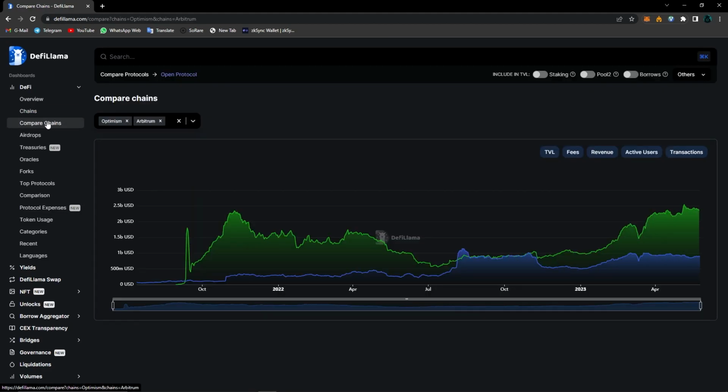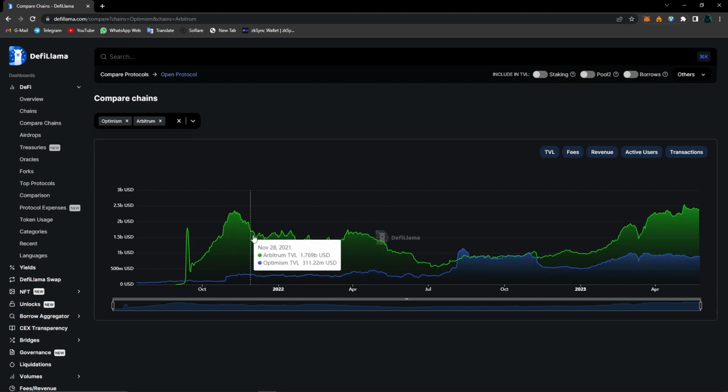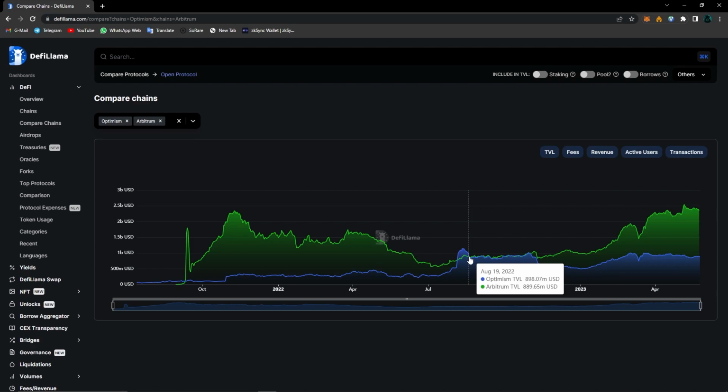Now let's also have a look at the compare chains section. So you can see the green one is Arbitrum and the blue one is Optimism. So if you just hover over any section with your mouse, you can see the total value locked for both Arbitrum and Optimism and also their comparison. So at this point, you can see starting from August 6, 2022 and until August 19, 2022, Optimism overtook Arbitrum and passed Arbitrum in terms of total value locked. You can see Arbitrum was 820 million, whereas Optimism was nearly $1.1 billion.